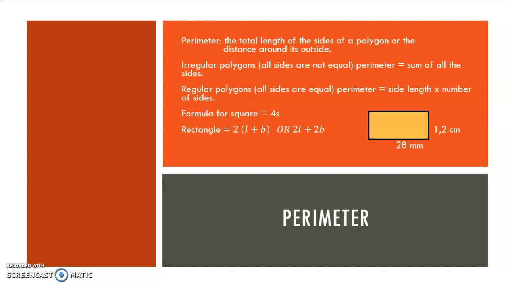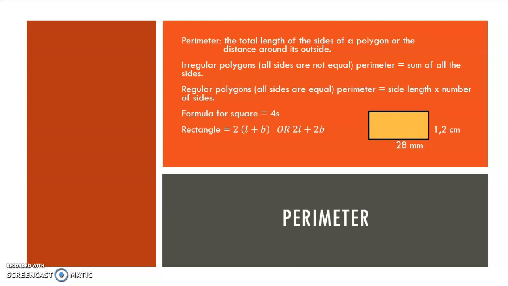Now, we start with perimeter. What is perimeter? It's the total length of the sides of a polygon or the distance around its outside. For an irregular polygon, that is a shape whose sides are not all equal, we just add all the sides. So we take the side lengths and we add them. When we have a regular polygon, all sides are equal. You multiply the side length with the number of sides. For instance, a square will be 4 times the distance of the side.